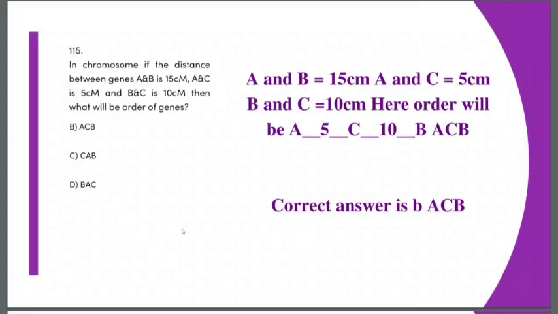115th: in a chromosome, if the distance between genes A and B is 15 centimorgan, A and C is 5 centimorgan and B and C is 10 centimorgan, then what will be the order of the genes? Very easy question. Firstly, we will see in which pair the distance is maximum. So it's maximum in A and B, 15 centimorgan. We will write A and then B. Then from A, C is 5 centimorgan and from B it's 10 centimorgan. That means C will be in between A and B. So ACB is the correct answer.